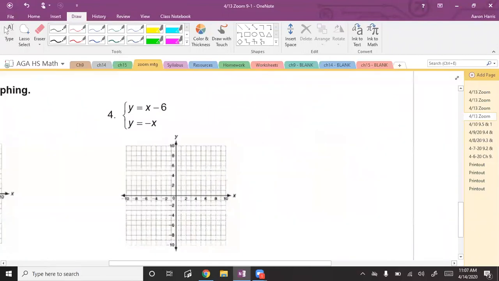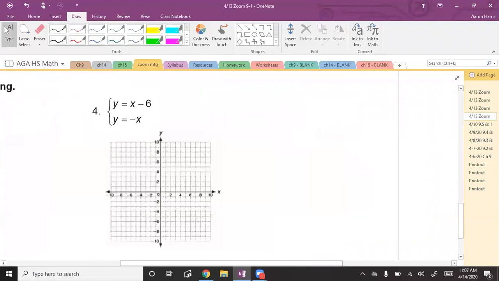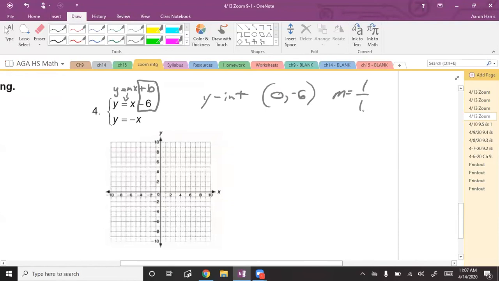Let's use number 4. So number 4, if I'm looking here, what is my y-intercept? Well, y equals mx plus b. My b is -6. So (0, -6) is my y-intercept. What is my slope? Well, m is equal to 1. There's no coefficient there, so there's an understood 1. I can make it a fraction by putting it over 1. That tells me to go up 1 to the right 1, okay?